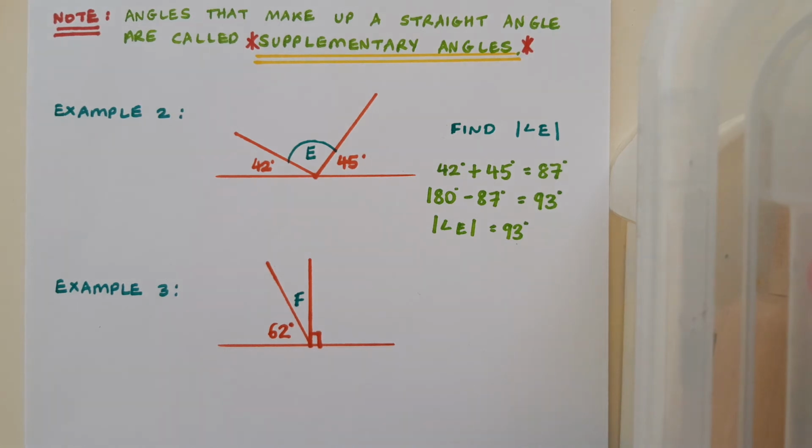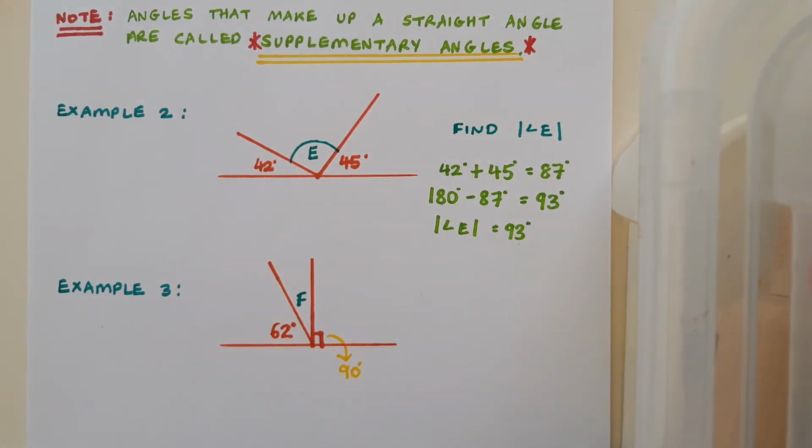Here we have example 3. In this diagram, we have a straight line. We're told that an angle on the right-hand side is, what size do you think? This notation indicates that it's a right angle. So the right-hand side here is 90 degrees. And we want to find the size of the angle F.